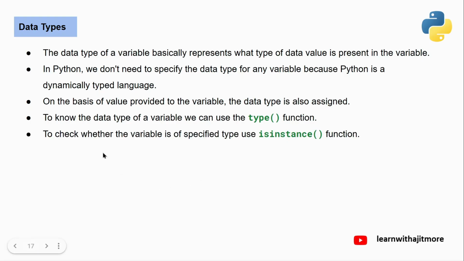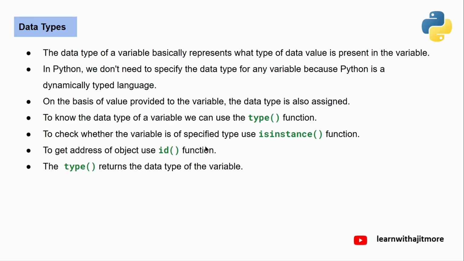Then to check whether the variable is of that type or not, use isinstance. And to find out the address of any object, object means variable. In Python, every variable is an object. And if it is an object, it's an object of some class. Class means data type. Getting? You have to remember like that. So to get the address of an object, use the id function. id will return the address. I'll give you a demonstration. Don't worry.